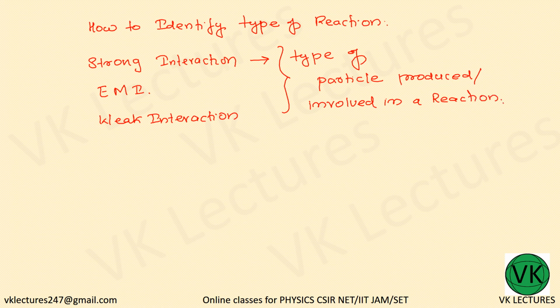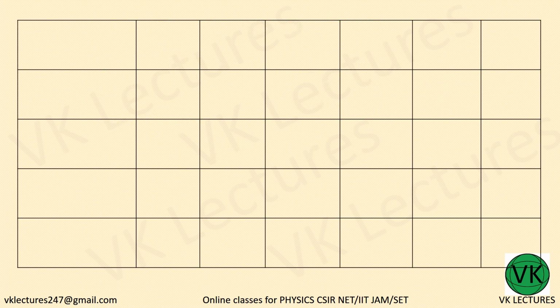So based on the type of the particle or the conservation laws, actually this belongs to the conservation laws. According to the conservation laws, we classify them as either strong, electromagnetic or weak interaction. Now, as discussed, we can find out the type of interaction based on the conservation laws. Now, here we have the type of interaction.